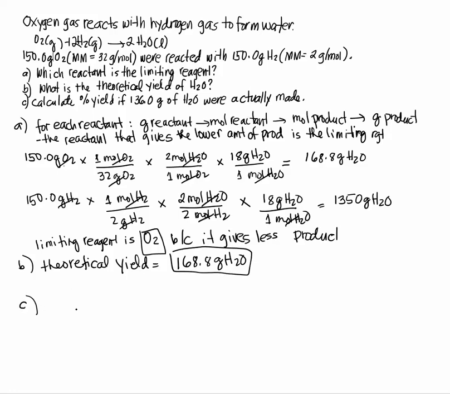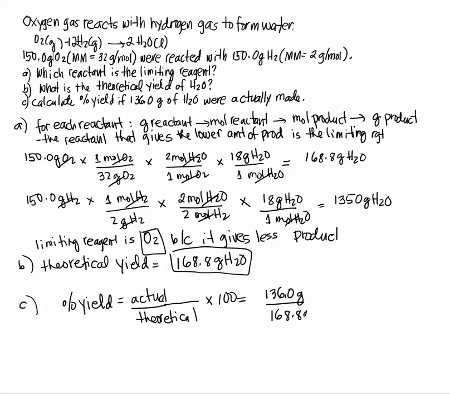And part C, calculate percent yield. Percent yield is actual yield over the theoretical yield multiplied by 100, because this is a percentage. That would be, actual is 136 grams divided by theoretical 168.8 grams multiplied by 100, and that gives us 80.6%.